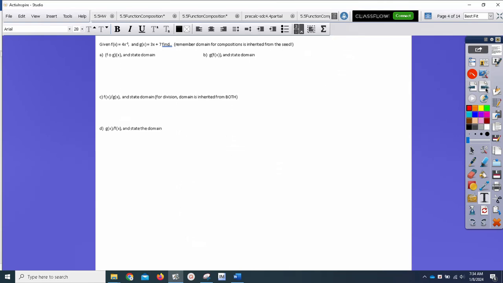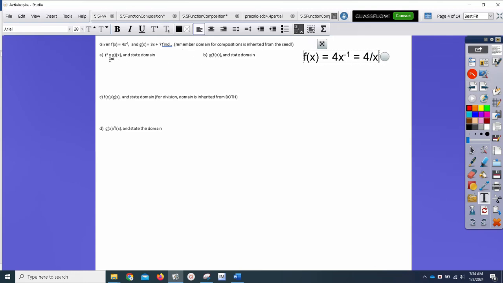Given f of x is 4 times x to the negative first and g of x is 3x plus 7, find some stuff. Now, the first thing I'm going to do is consider what f of x actually is. I wrote it as 4x to the negative 1 on the test, which, if we understand rules of exponents, is 4 over x.